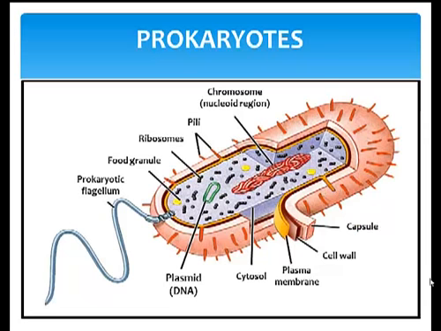And last, we have the capsule that is found in some bacterial cells. This additional outer covering protects the cell when it is engulfed by other organisms, assists in retaining moisture, and helps the cell adhere to surfaces and nutrients. So here we have the structures and the functions of the prokaryotic cells.